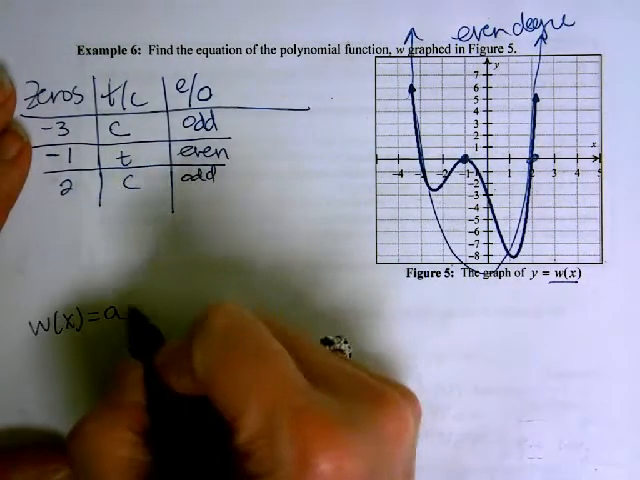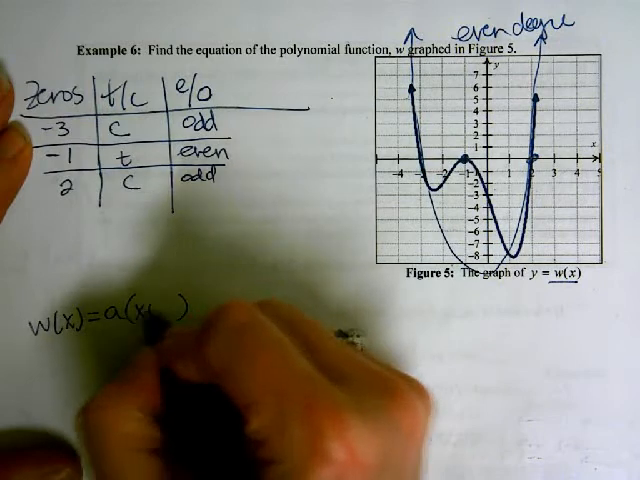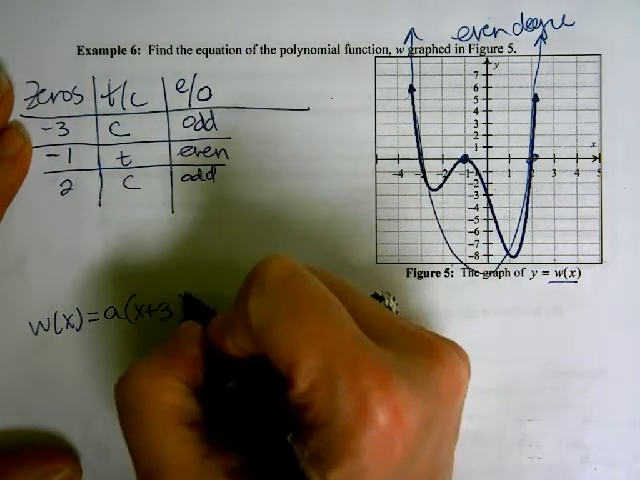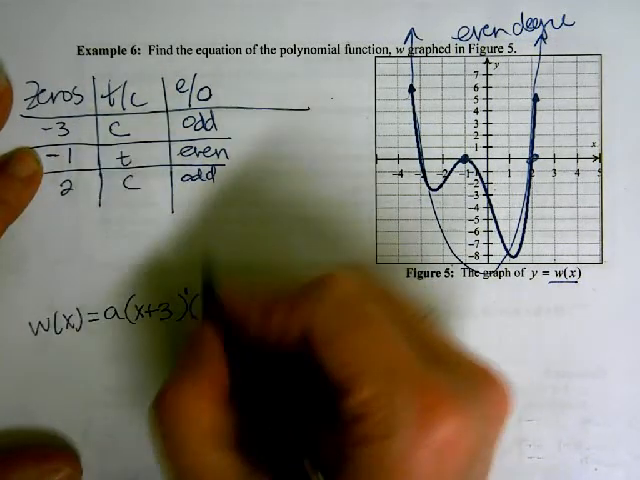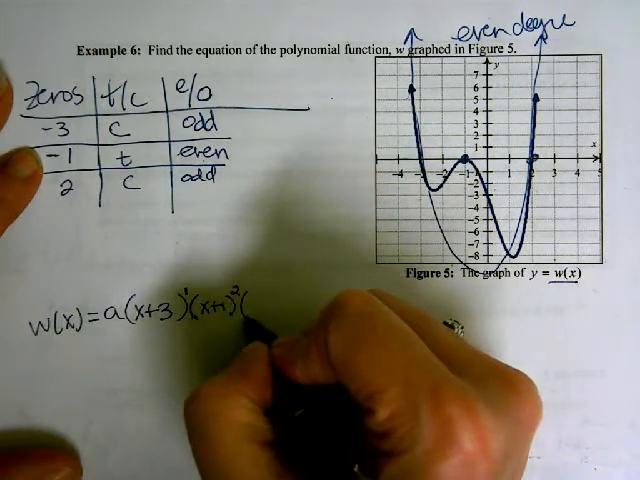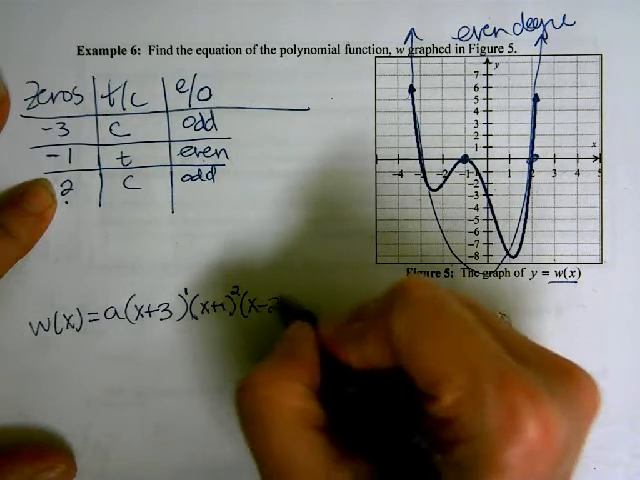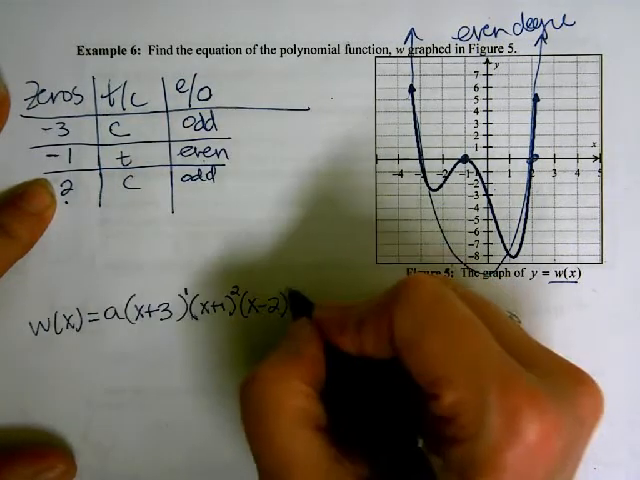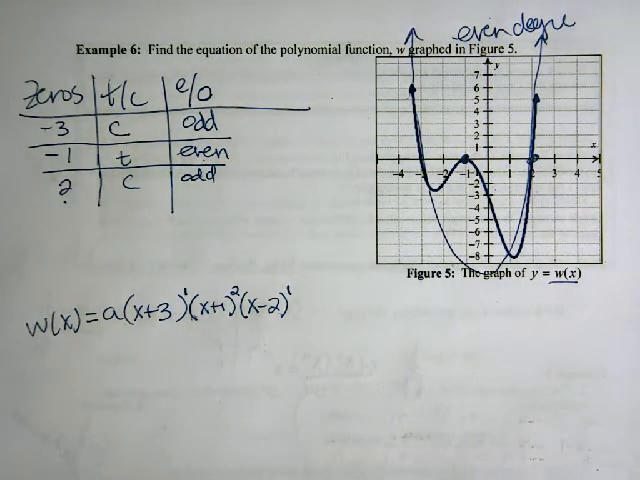So going back to our information, the only way to get a -3, 0 is to have an x plus 3 here. The smallest odd number is 1, so use that. The only way to get a -1 here is to have an x plus 1. The smallest even number is 2. The only way to get a positive 2 here is to have a factor of x minus 2, and the smallest odd number is 1. So now I have the skeleton of my function.